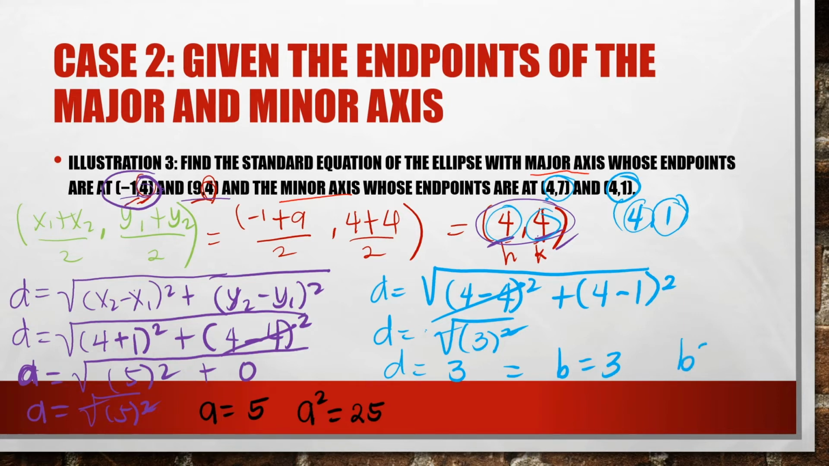So, pag nahanap yung b squared is equal to 3 squared is equal to 9. So, nahanap natin yung a squared and then yung b squared. So, pwede na natin siyang substitute doon sa standard form.